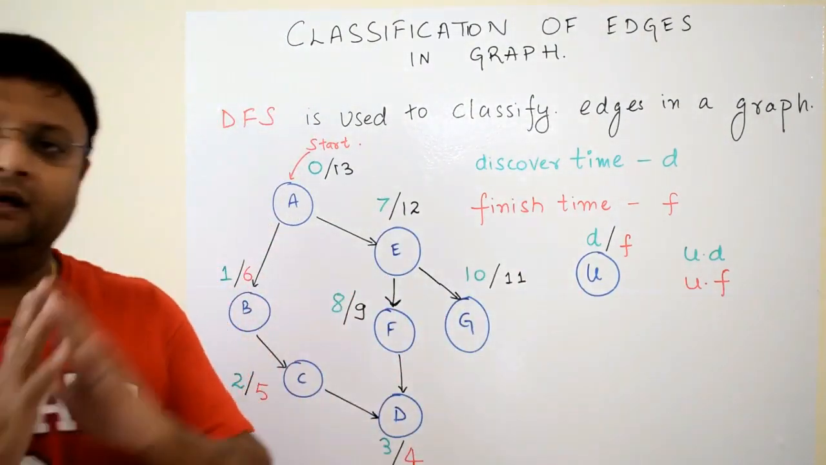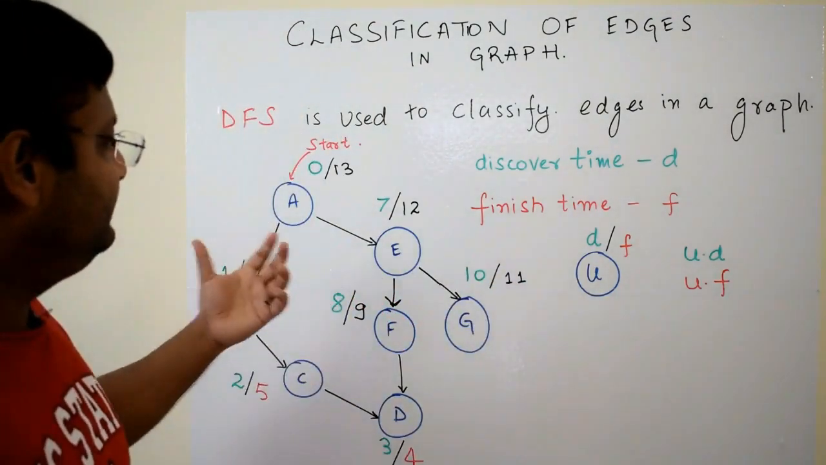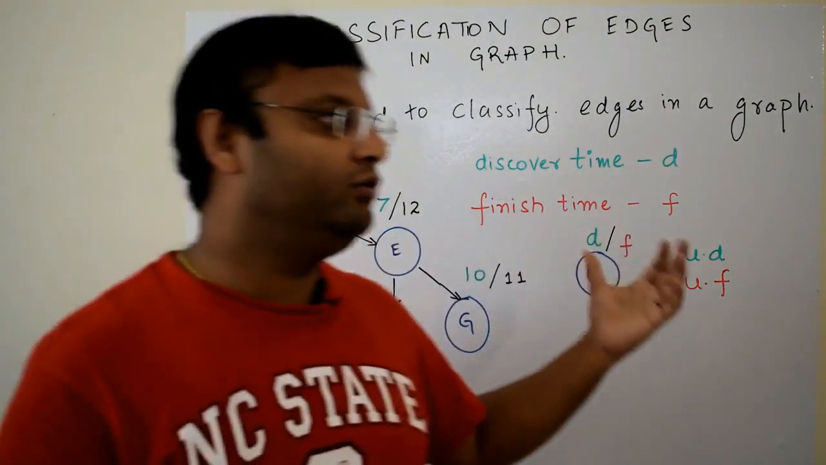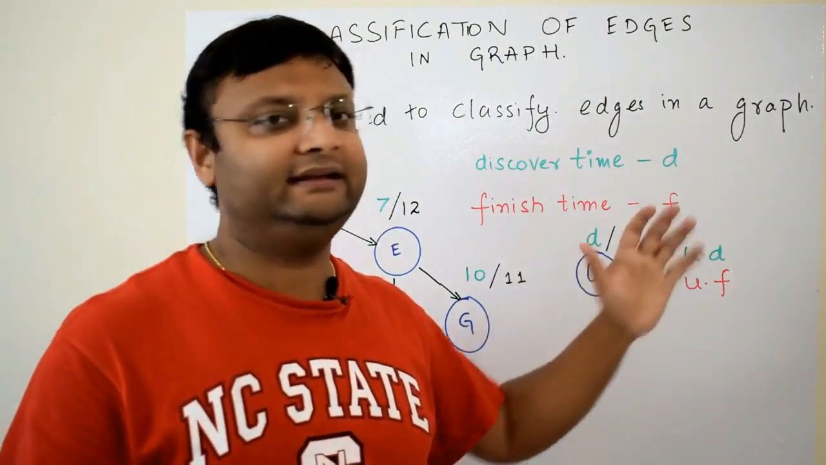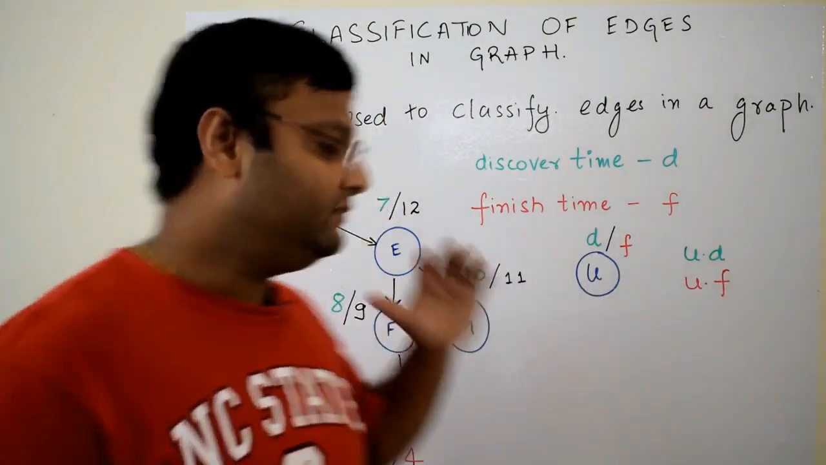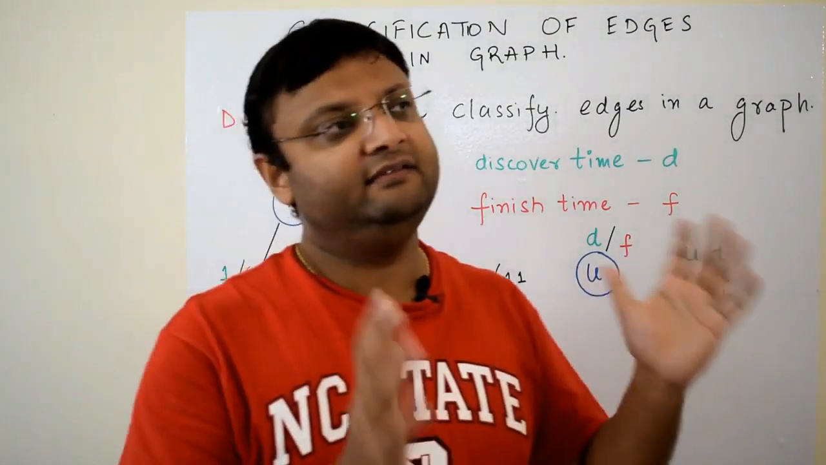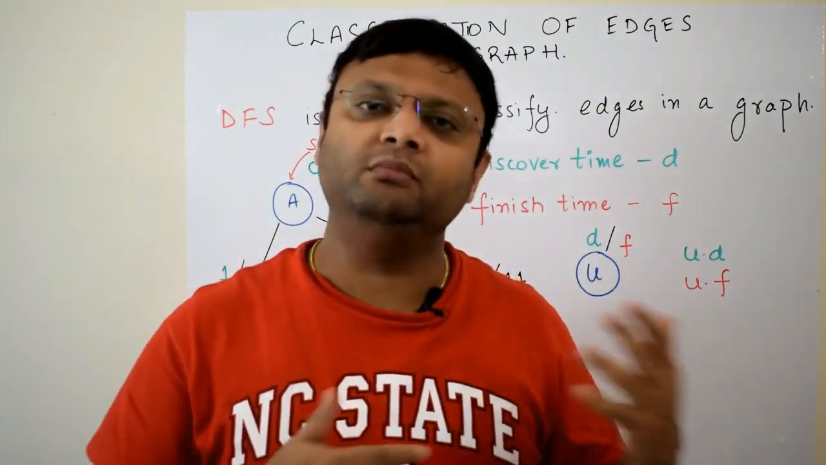Let me recap very fast. So what you have seen: you will mark the discover time on a node the very first time when you approach that node. And the finish time, when you are backtracking and there is nothing left from a node to be discovered, you will mark it as finish time.